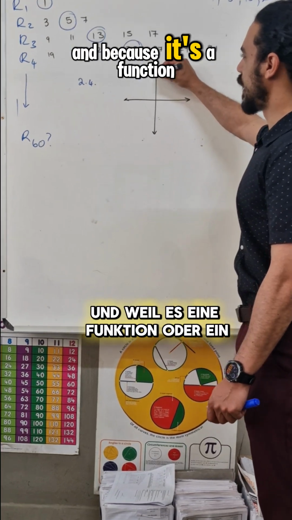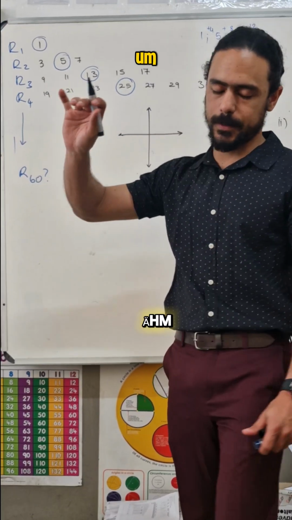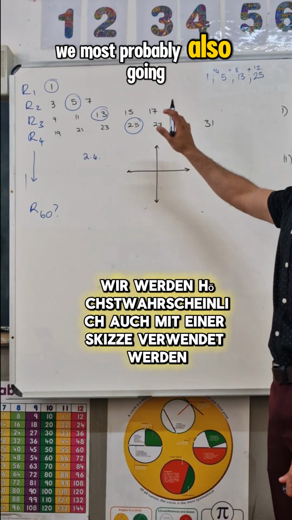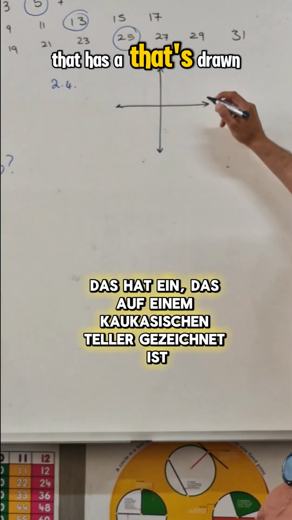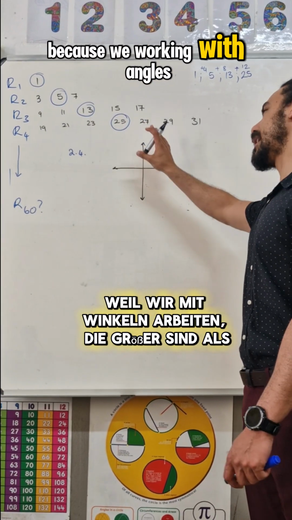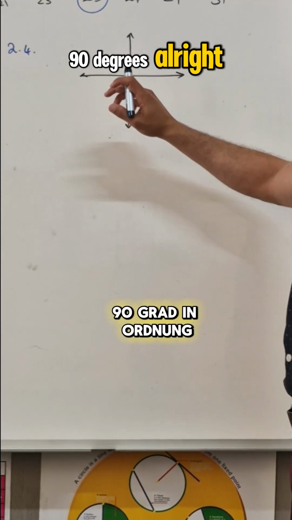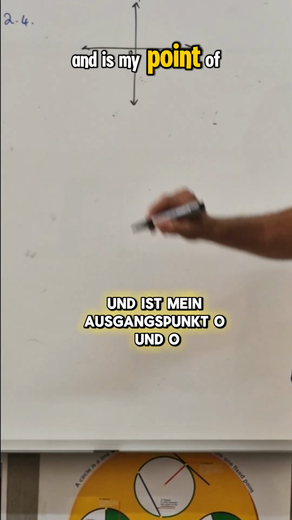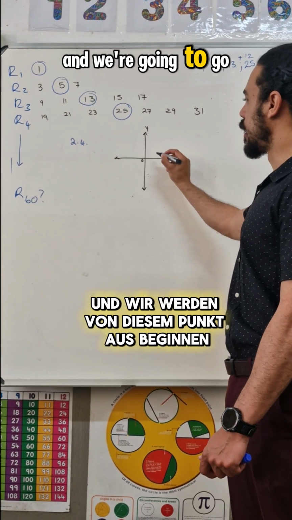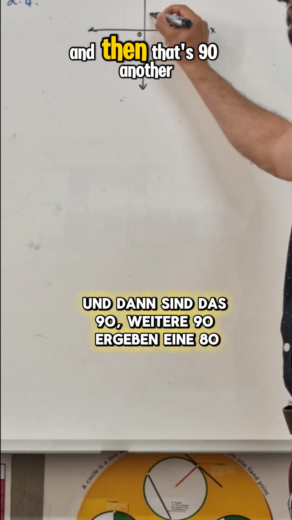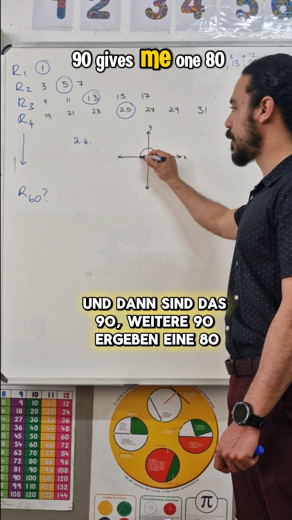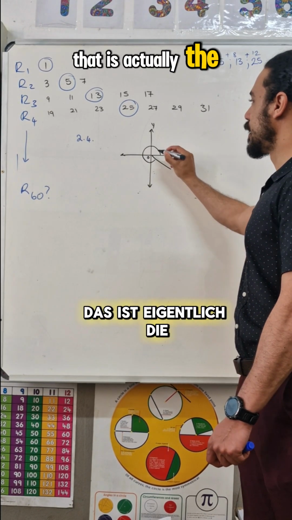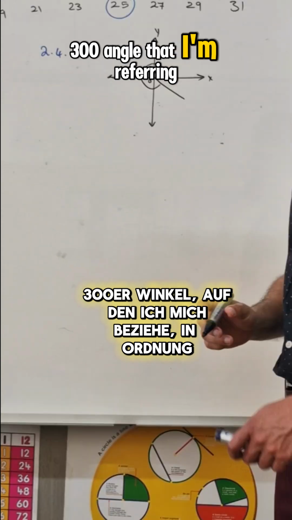And because it's an angle that is greater than 90 degrees, we are most probably going to use a sketch drawn on a Cartesian plane, because then we're working with angles greater than 90 degrees. So we know that this is the x-axis and the y-axis, and this is my point of origin, 0 and 0. We start from here: that's 90, another 90 gives me 180, up until there gives me 270. So that is actually the 300 angle that I'm referring to.